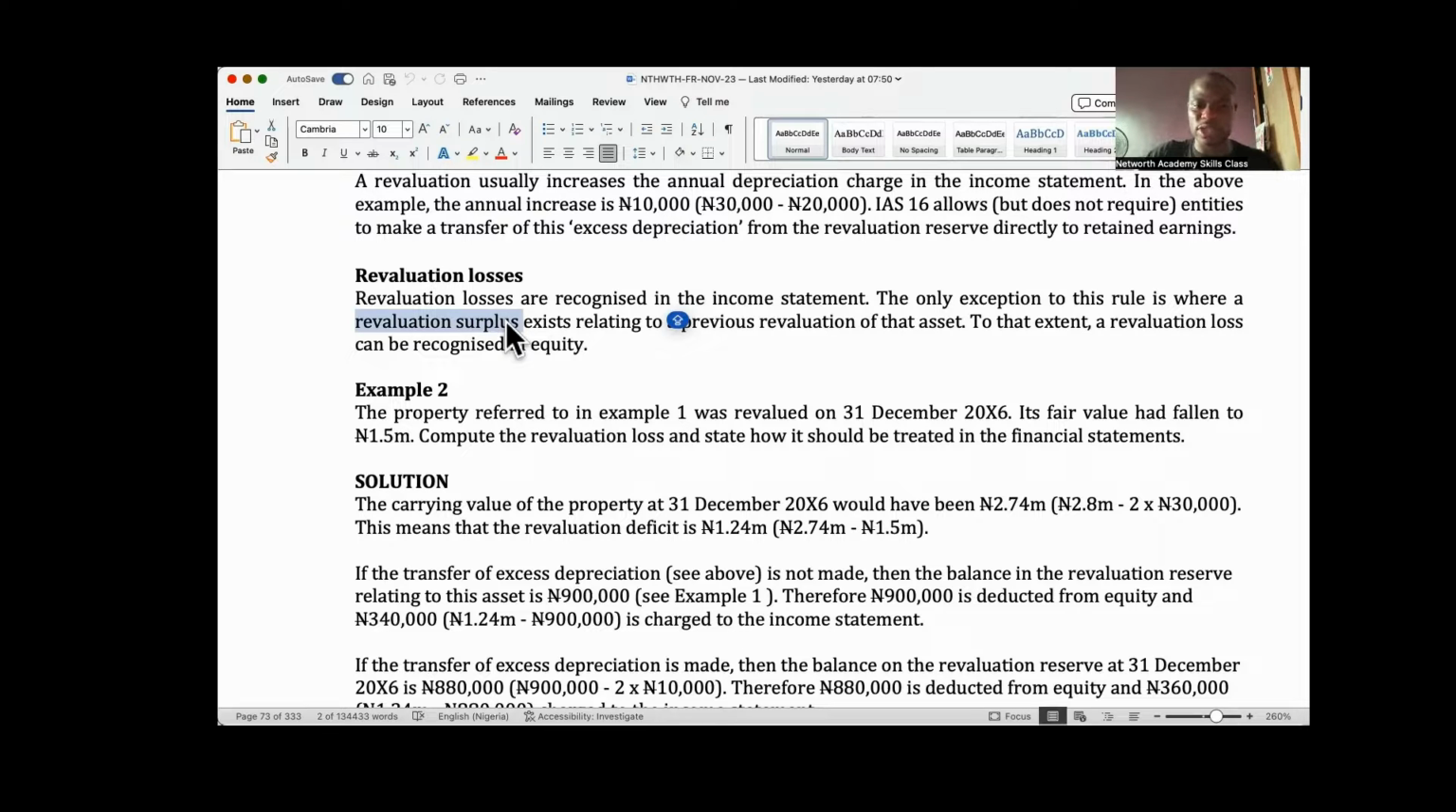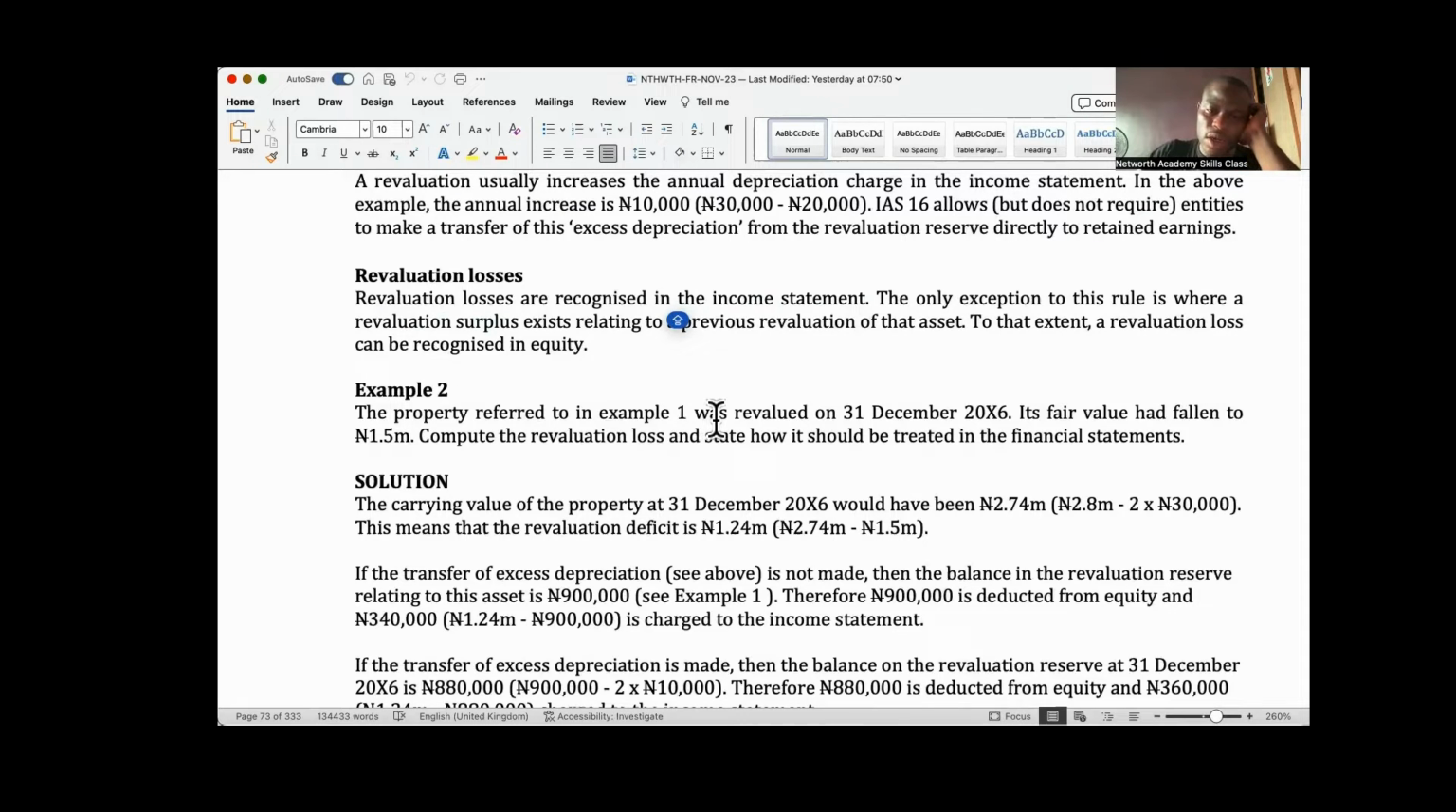See what we are talking about here. This example 2 now, it said that continuing from example 1, the question we looked at in example 1, at the end of 2006, they revalued the asset. They said the property was revalued in 2006. They now said its fair value had fallen to 1.5 million. They now want us to compute our revaluation loss.